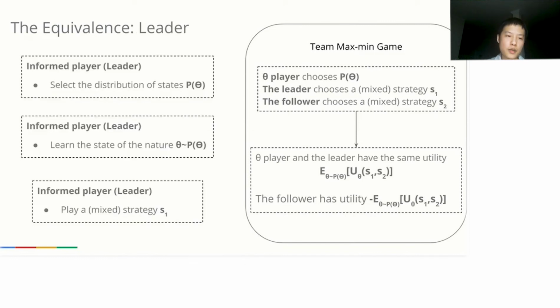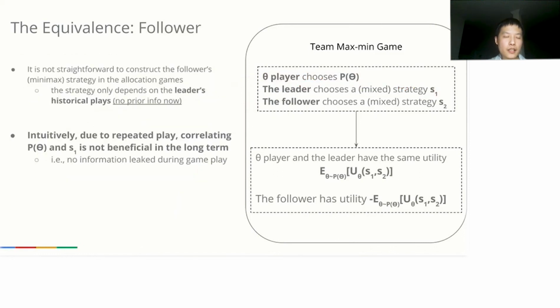With this team max-min game, it's quite straightforward to construct the leader's strategy in the Bayesian repeated game. Given the Nash equilibrium strategy profile for the team max-min game, the leader will set the distribution of the states according to the theta player's strategy. And then each round, he will use his equilibrium strategy in the team max-min game. In this way, the follower basically learns nothing about the prior as well as the realized states of nature from the leader's strategy. As a result, the best response from the follower is to play his equilibrium strategy in the team max-min game.